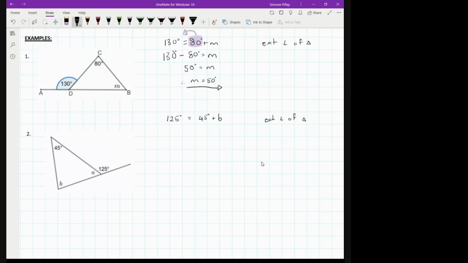What's next? We're going to transpose, so b equals 125 minus 45, which is going to equal 80 degrees. 100%. So now we have b. How are you going to calculate a?